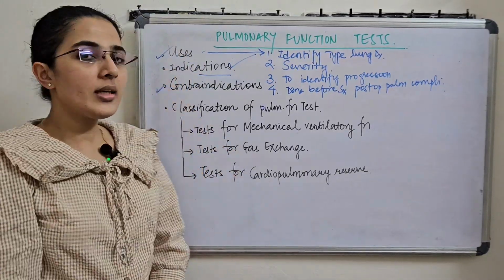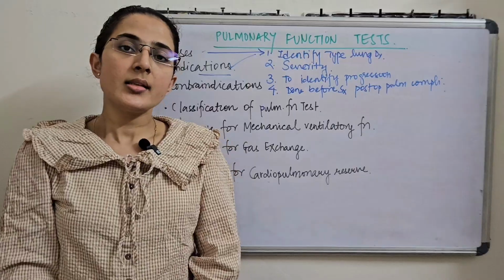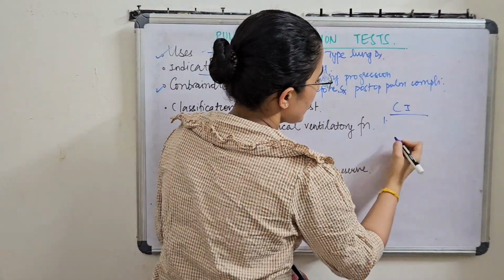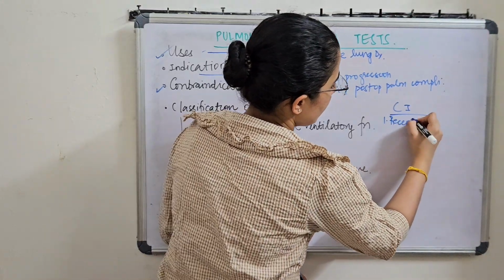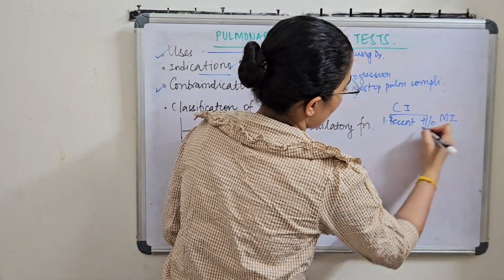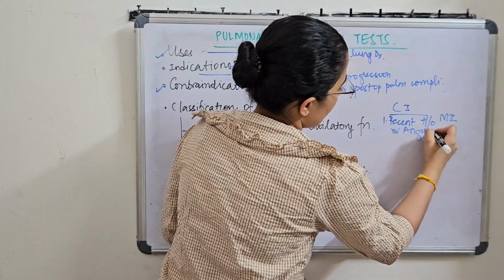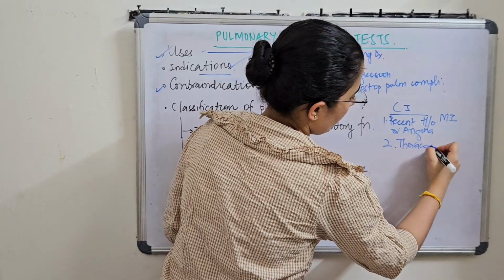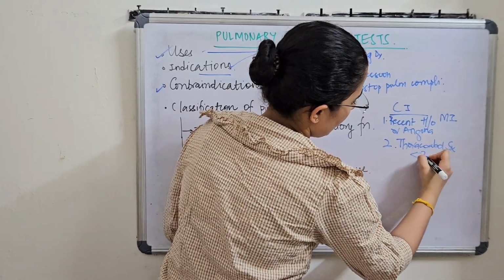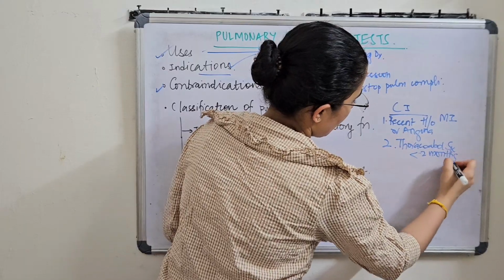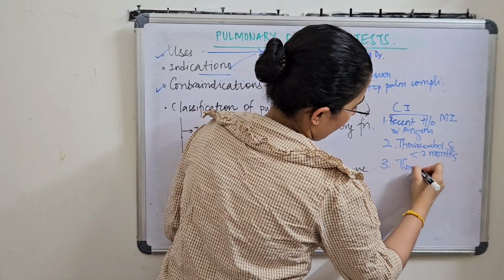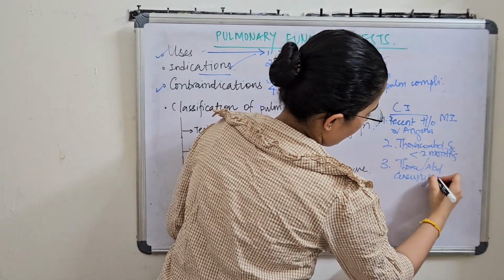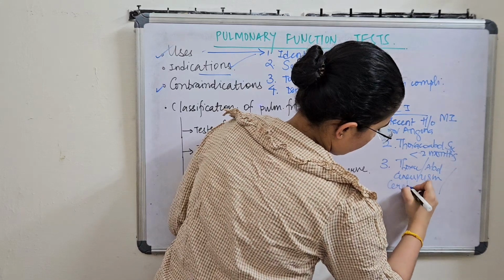Next, coming to contraindications of the pulmonary function test. So pulmonary function test is basically contraindicated in patients who have had a recent history of myocardial infarction or angina, right? One of the contraindications. Second is patients who have had recent thoraco-abdominal surgeries within 2 months, right? Third is the patients who are having thoracic or abdominal vessel aneurysm, okay, or cerebral aneurysm, right?